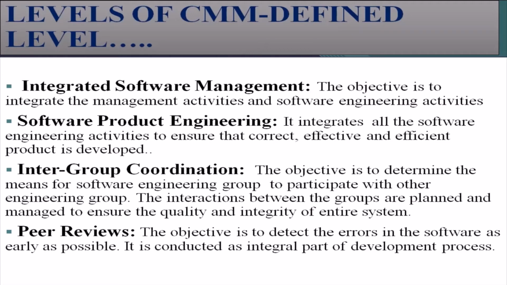Intergroup coordination. The objective is to determine the means for the software engineering group to participate with other engineering groups. The interactions between the groups are planned and managed to ensure the quality and integrity of the entire system. The next KPA is peer reviews. The objective is to detect the errors in the software as early as possible. It is conducted as an integral part of the software development process.